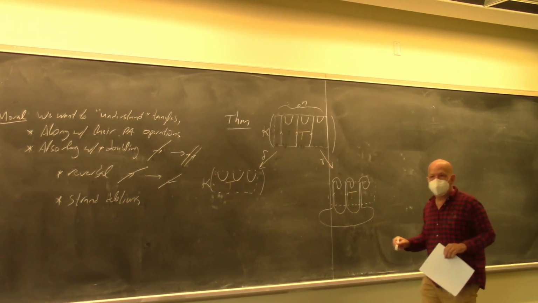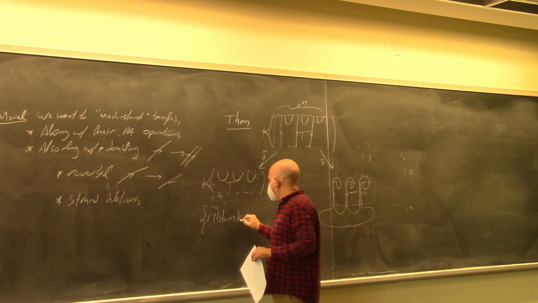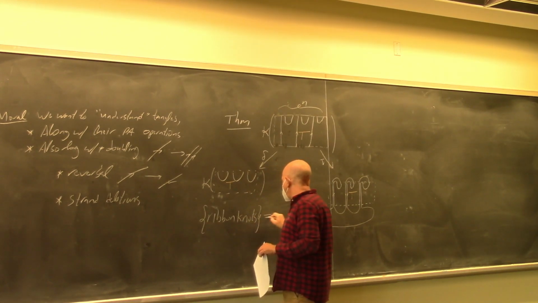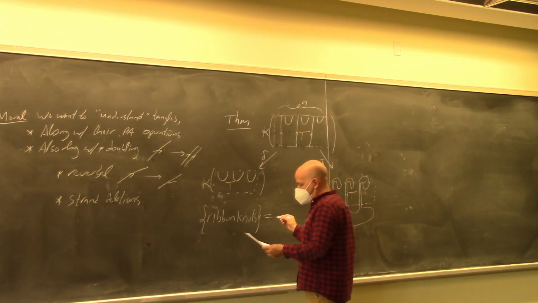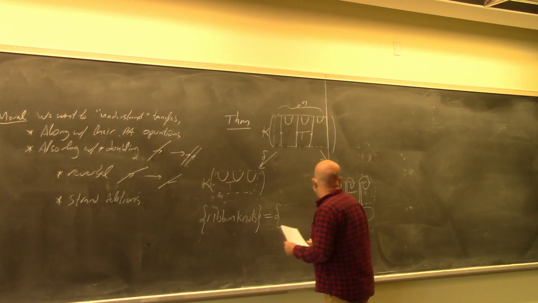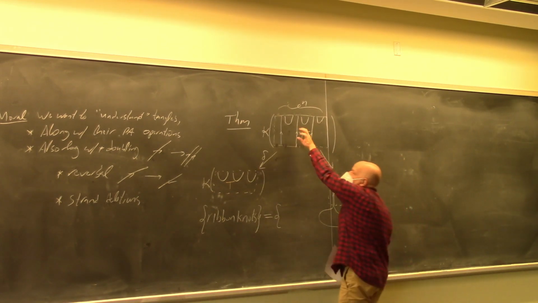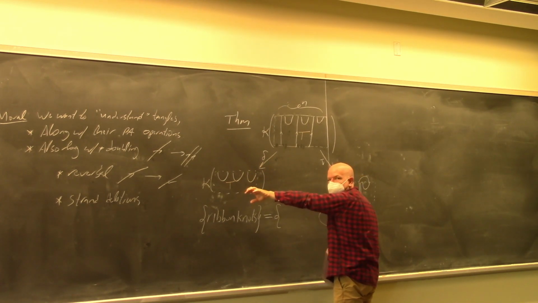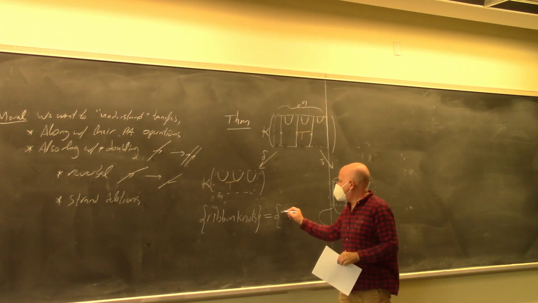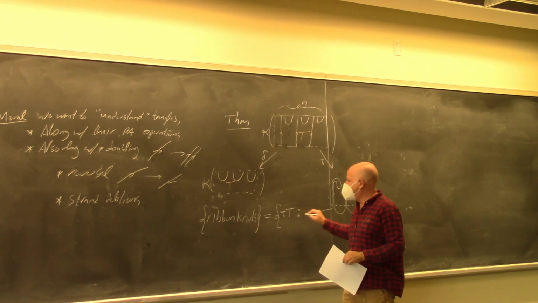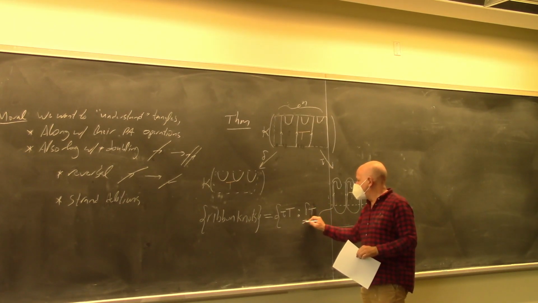Anyway, what's the theorem? The theorem is that the set of all ribbon knots is the collection of all tau of t such that delta of t is equal to the untangle. It's the image under tau of the things whose image under delta is trivial.